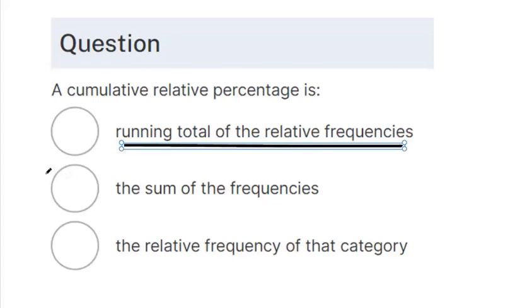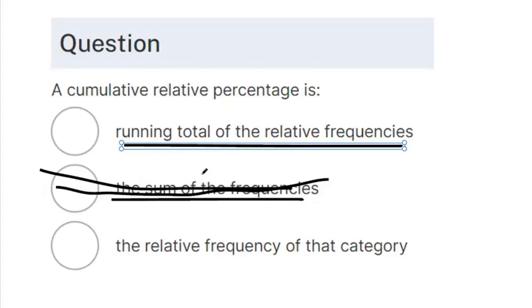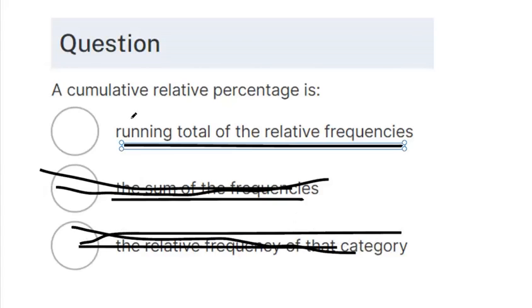It's not the sum of all frequencies, because the sum of the frequencies in the table should be 1. Okay, the cumulative relative percentage is summing them up, but it's different at different points. So we can't just say it's what happens when you add them all up all at once. It's a running total. Relative frequency of that category, no, that's just relative frequency. Cumulative relative frequency means it is the frequency of that category plus all the other categories that have already come up in the table. So that's why the words running total are used.